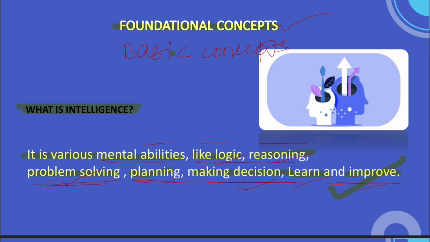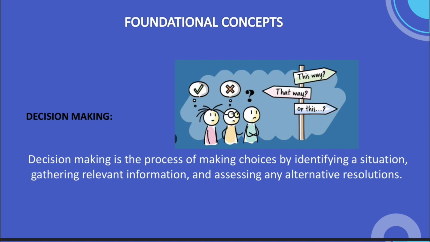We say that if we are intelligent, we'll be able to demonstrate one or more of these mental abilities, like applying logic, reasoning, solving problems, making plans, making decisions, learning and improving. Vice versa, if we demonstrate one or more of these mental abilities, we are intelligent. The next topic under foundational concepts is decision making.